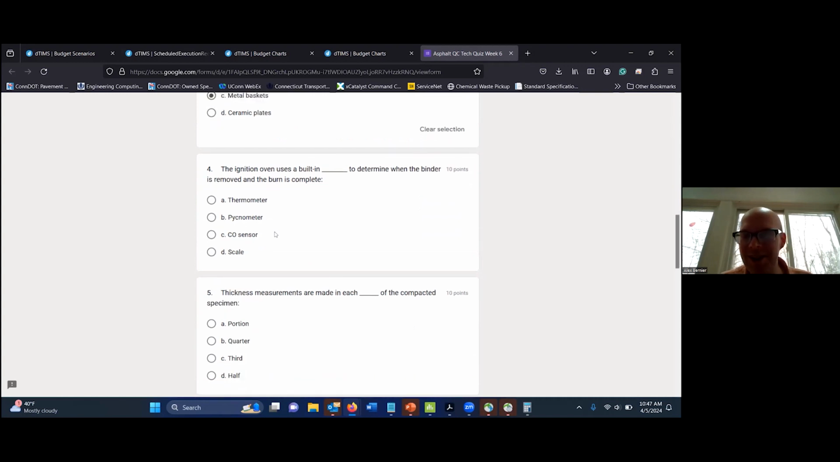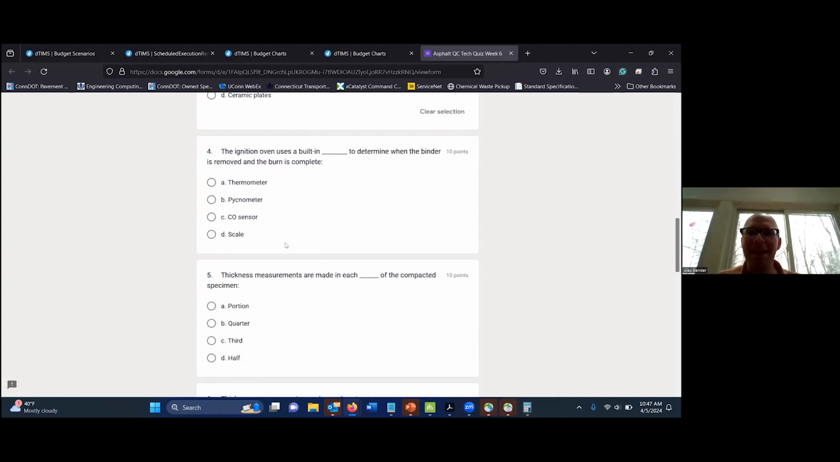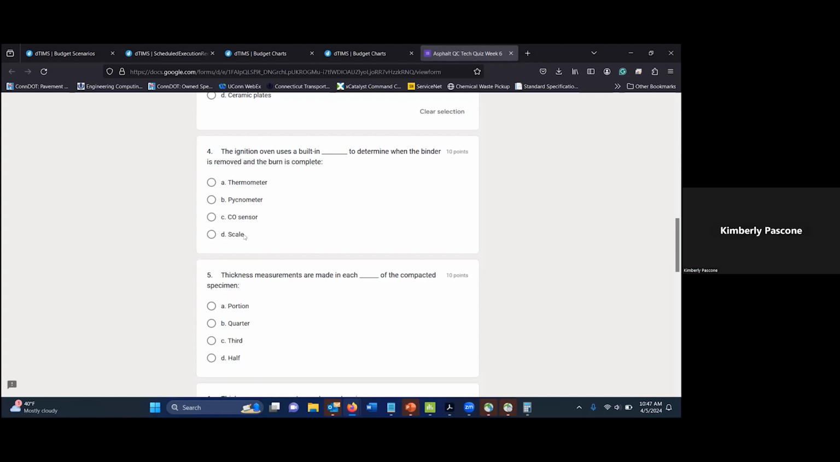We have 2 more questions I'll go through before we let you finish off the rest of the quizzes on your own. Question number 4, the ignition oven uses a built-in blank to determine when the binder is removed and the burn is complete. A, thermometer, B, pycnometer, C, carbon monoxide sensor, or D, scale. Scale.